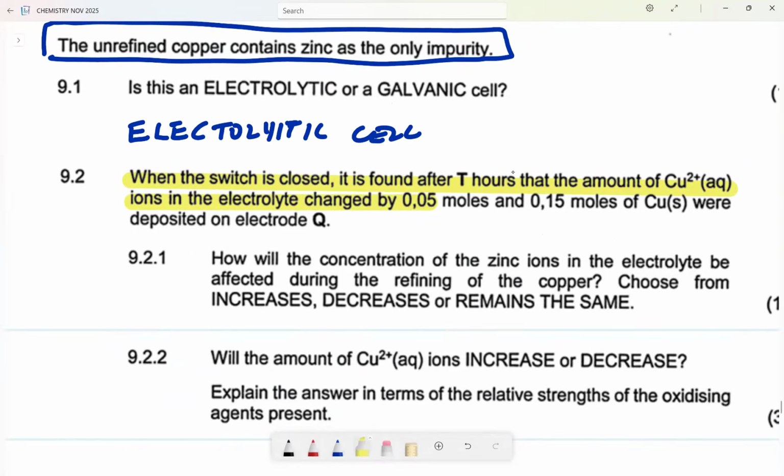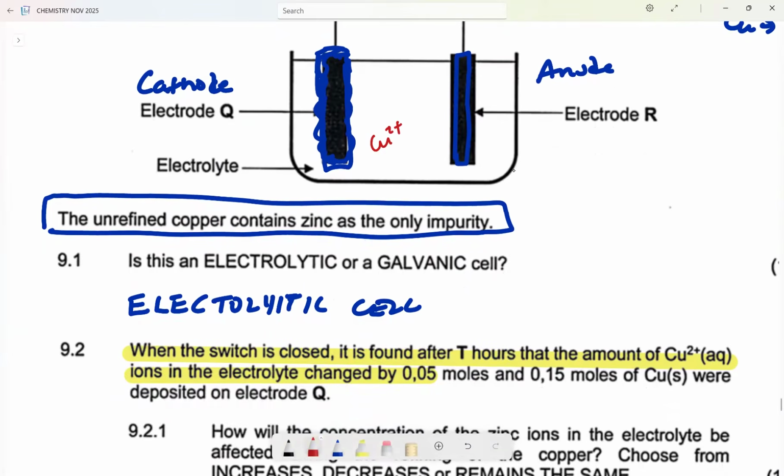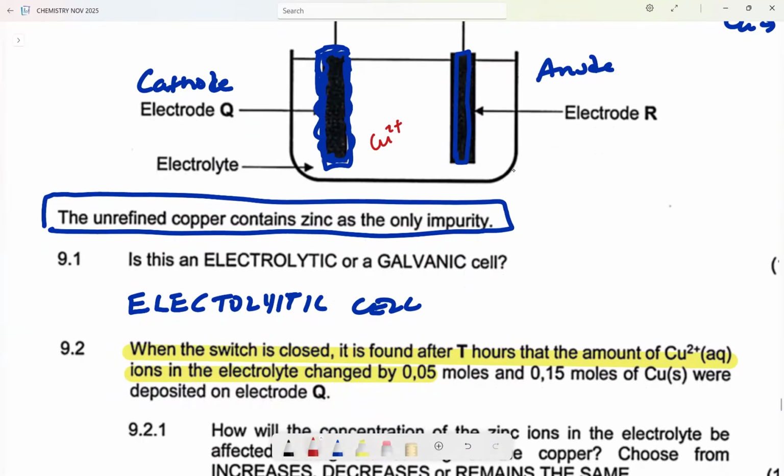in the electrolyte changed by 0.05. Remember, we have Zn2+ in here floating around. So it means there was an increase of 0.05 in the electrolyte.